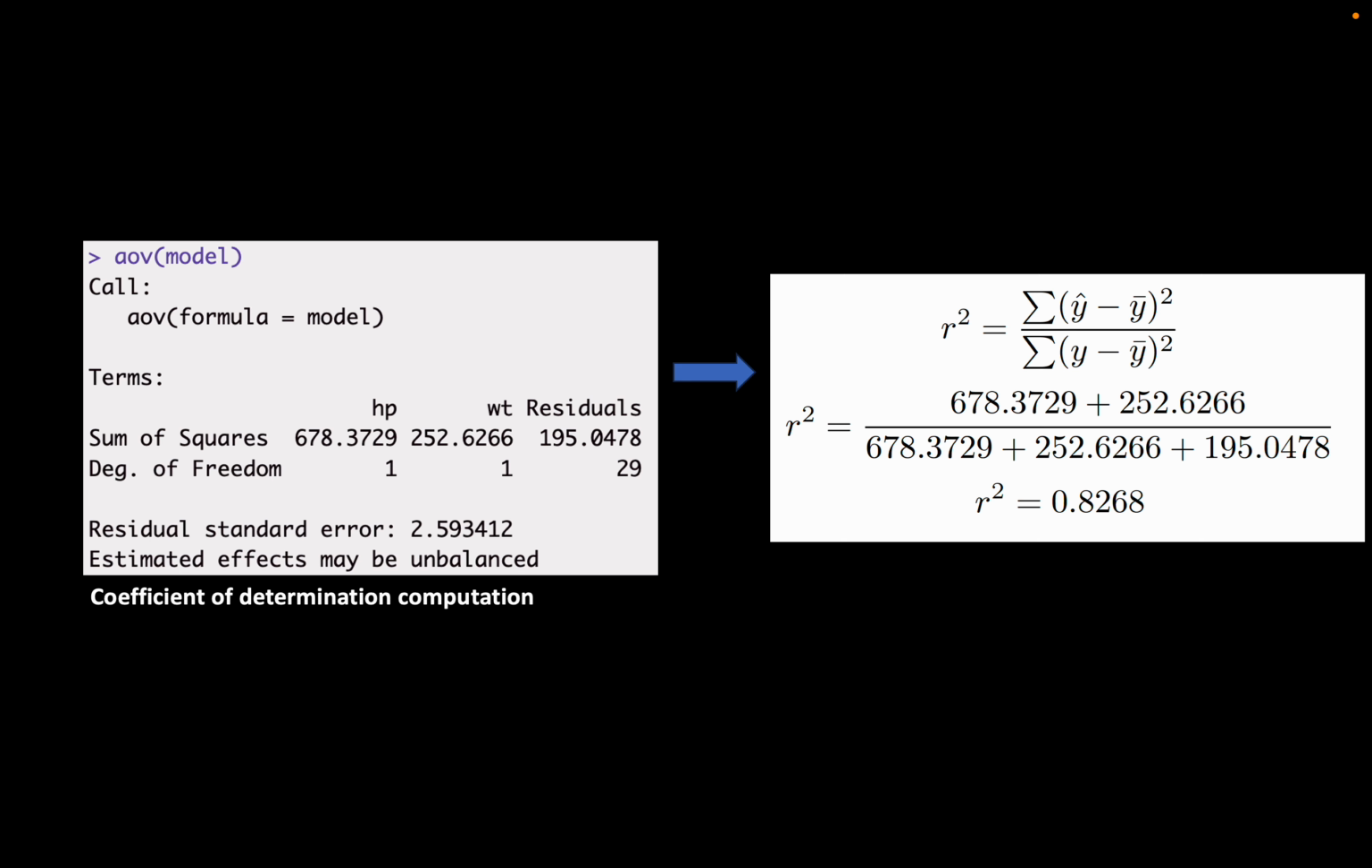Next, here we are computing the coefficient of determination, or R squared. This corresponds to the amount of variation in the response variable that is accounted for by the explanatory variables. The R squared value corresponds to the ratio of the sum of squares model to the sum of squares total and comes out to be 0.8268. This result suggests that about 83% of the variation in the miles per gallon attribute is accounted for by the horsepower and the weight variables.